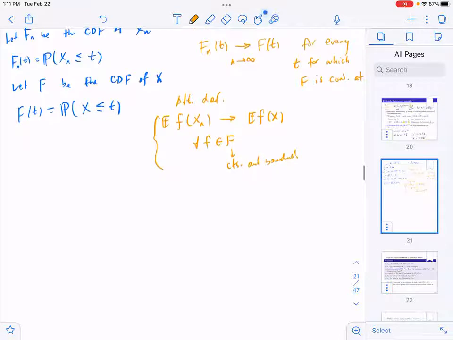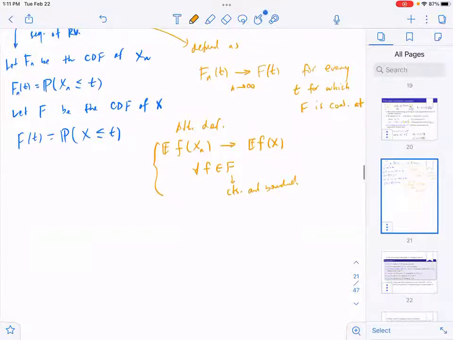So for example, what this definition is saying is that I can restrict the class script f to the class of all functions that are indicators, so all the things that look like the indicator in the univariate case, where t is in R and t belongs to the continuity points of F. So if I restrict myself to this class in the univariate case, it's good enough.